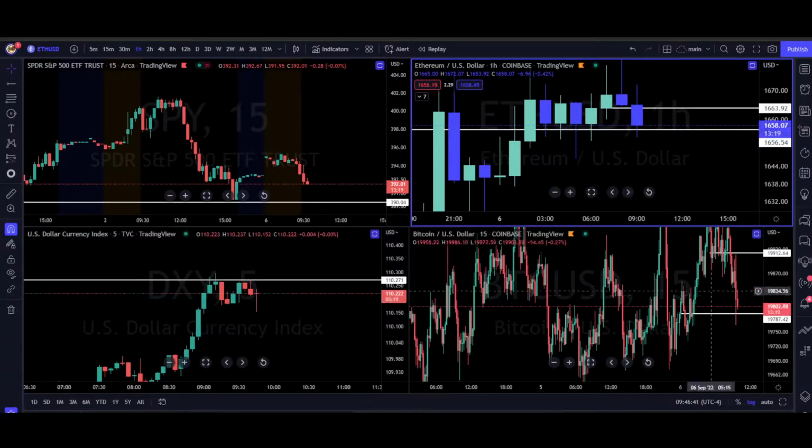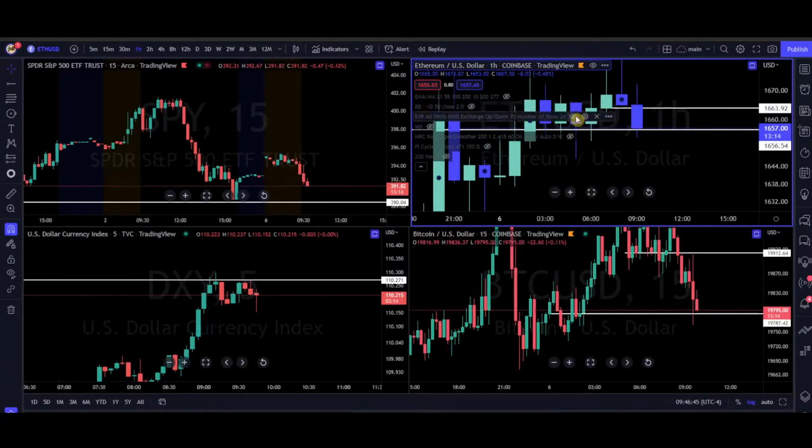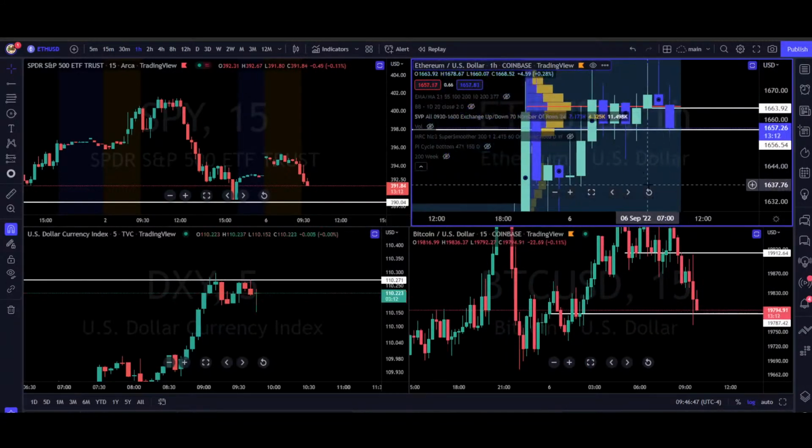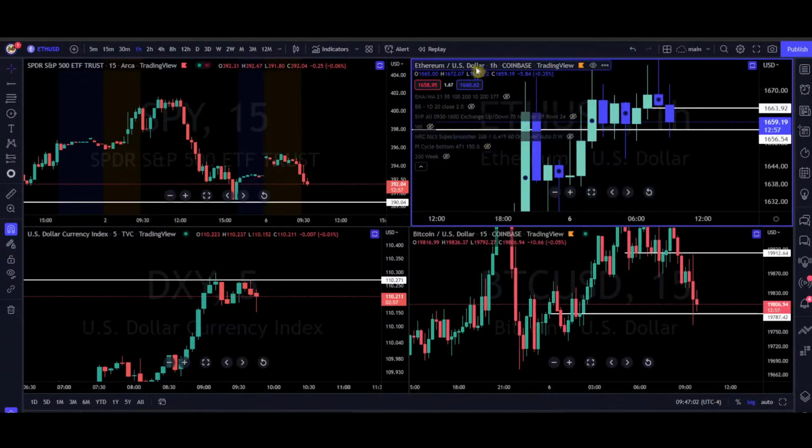Ethereum struggling at daily supply. Let's see if volume control has moved. Has not. It still looks good. Notice how your point of control also is supply. Almost. Not exact. It probably would be a little bit better if we put the high definition one up there.